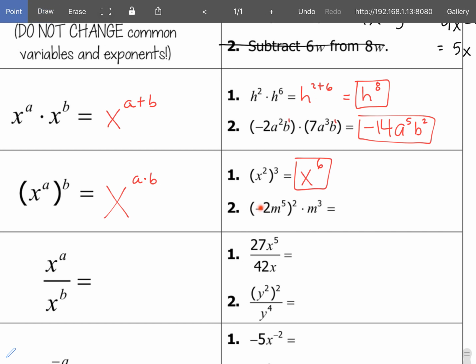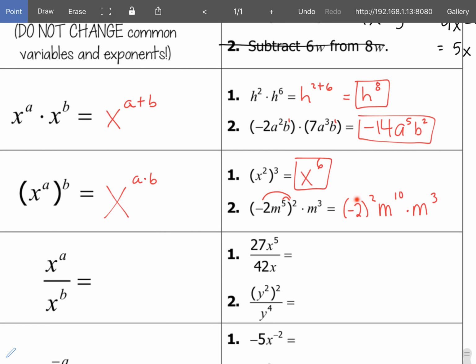Okay, for this one down here, we have to distribute this 2 to everything first. So I'm going to give that 2 to this, and I'm going to give that 2 to that 5 as well. So we have negative 2 squared. And then we have these two. We're going to multiply. 5 times 2 is 10, so m to the 10th, times m cubed. I just rewrote this piece over here.